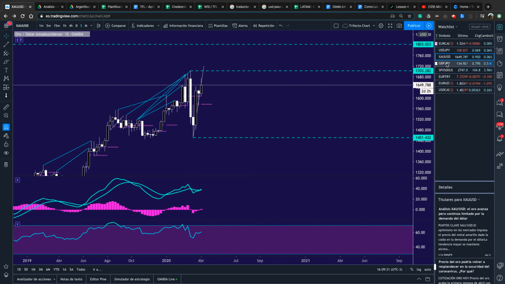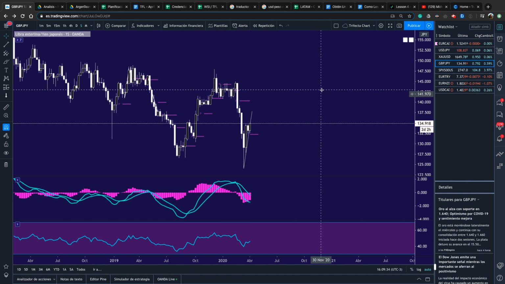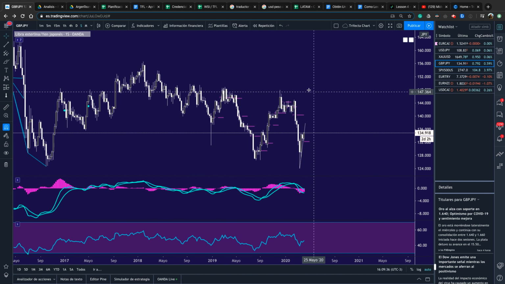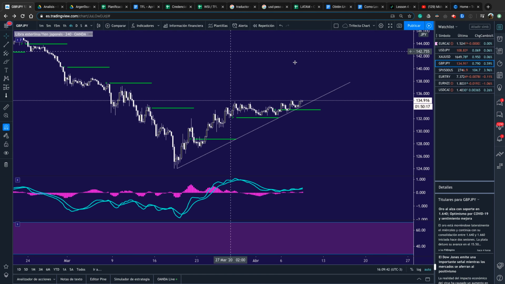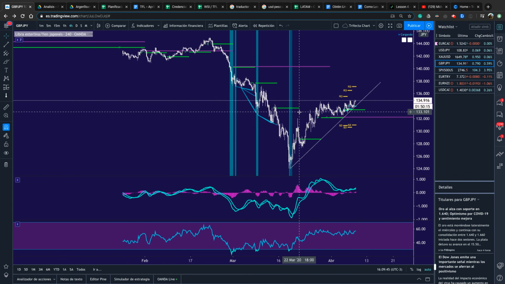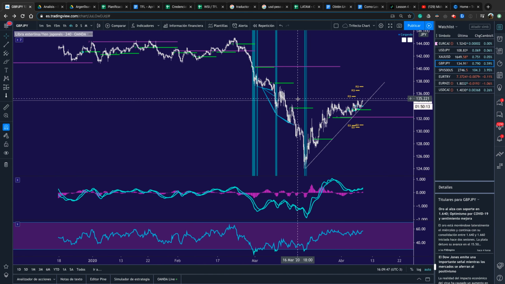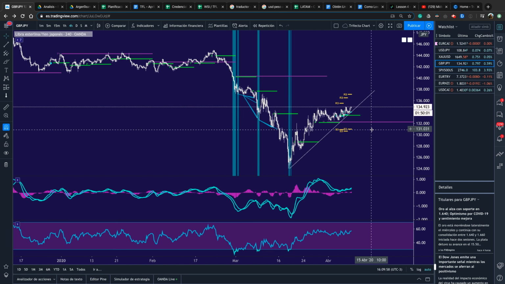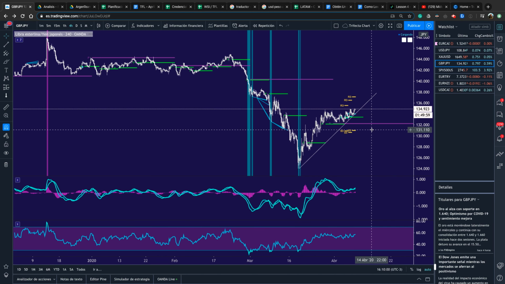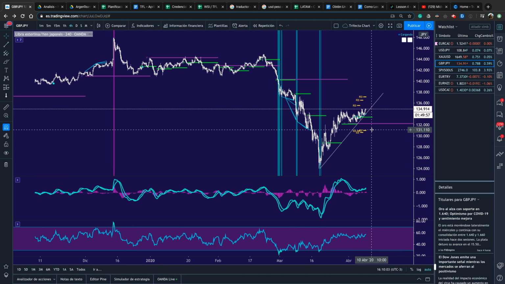Okay, now the thing that I do not think will happen is the GBP against the Japanese yen going to rise. I don't think so, because I think that the GBP, the pound, has not revealed yet the worst of the situation, and I am completely with a bearish kind of thinking.